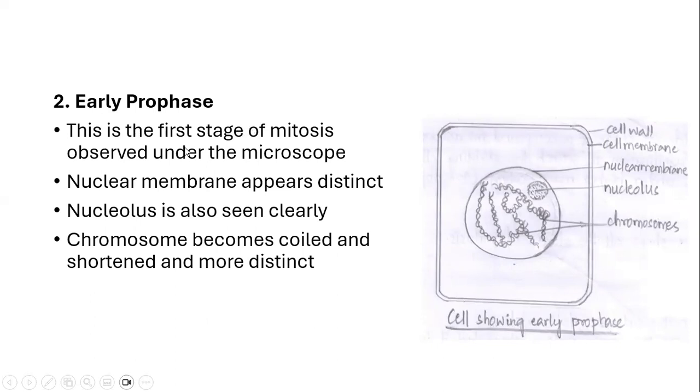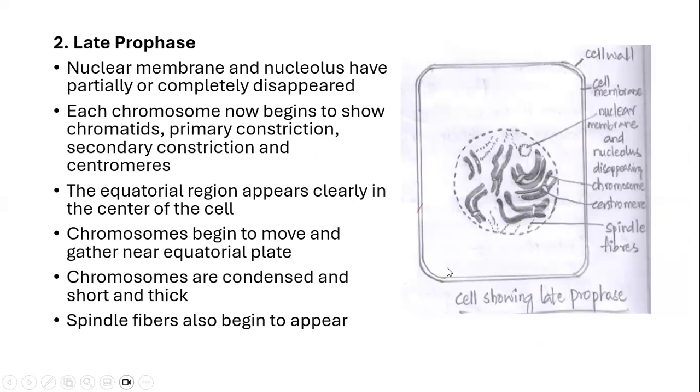So prophase represents the first stage of the mitotic division. When you observe it under the microscope, you will find that the nuclear membrane appears distinct as well as the nucleus is clearly visible during this stage. The chromosomes begin to coil and condense and become shortened and more distinct during early prophase. During late prophase, the nuclear membrane and the nucleolus have partially or completely dissolved or disappeared. Each chromosome by the end of the prophase appears more dense and condensed.